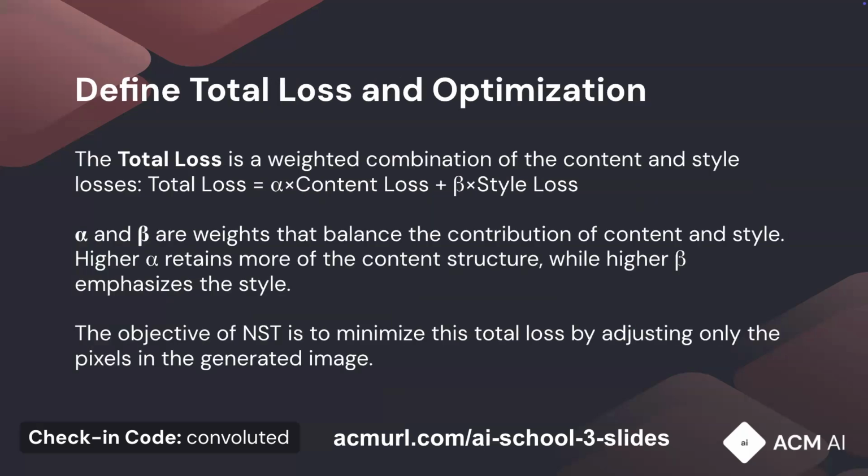Then we define the total loss and optimization. The total loss is what we're trying to minimize. The more we minimize total loss, the more we get to this ideal final image that we're looking for. And since content loss and style loss could be on orders of magnitude different, we have to put some sort of weightage on it. So that's what the alpha and beta here are. The total loss is alpha times content loss plus beta times style loss.